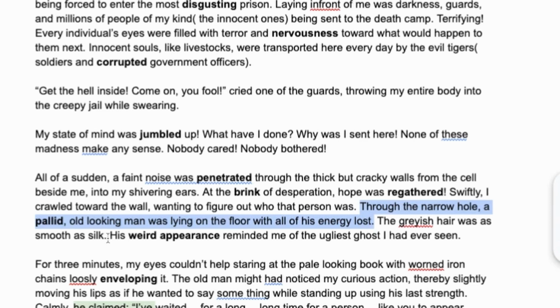I like this as well: "His weird appearance reminded me of the ugliest ghost I've ever seen." It's kind of a strange, almost humorous image.